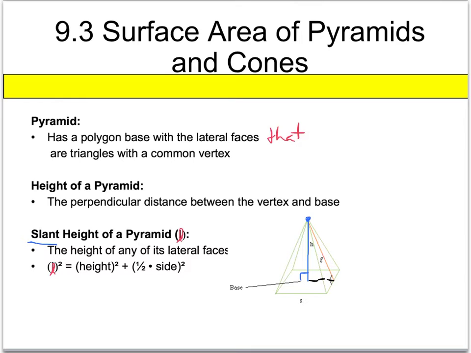Now, if you notice, this does look very, very familiar: a squared plus b squared equals c squared. The only difference is you need to make sure that you take half of the side. I know Pythagorean theorem. I'm sure you already have that memorized. So if you can just remember that you need to take half of the side, use Pythagorean theorem. Essentially, it is the exact same thing.